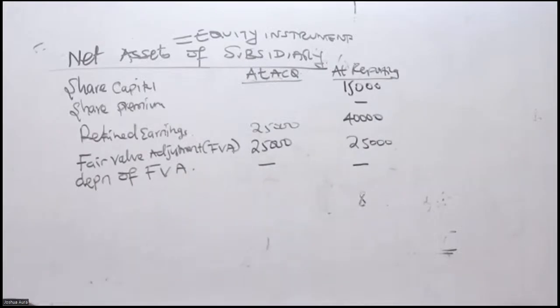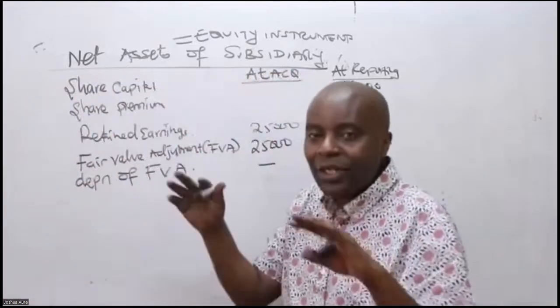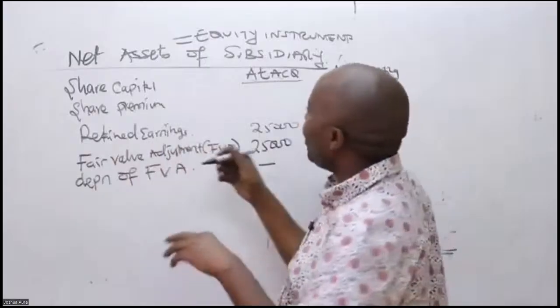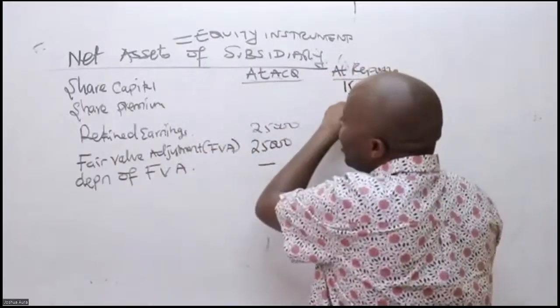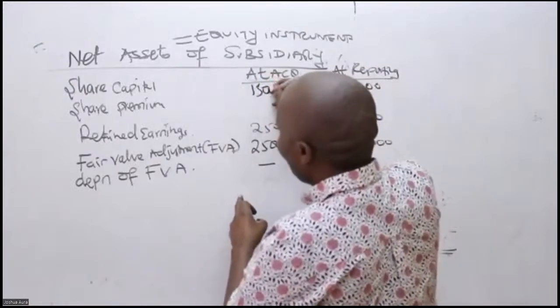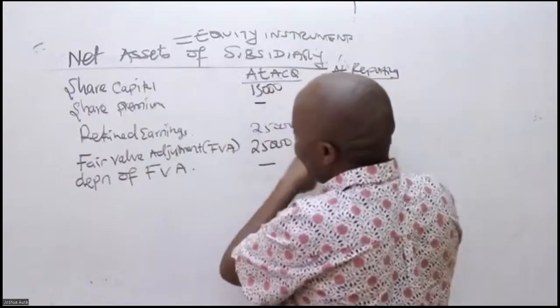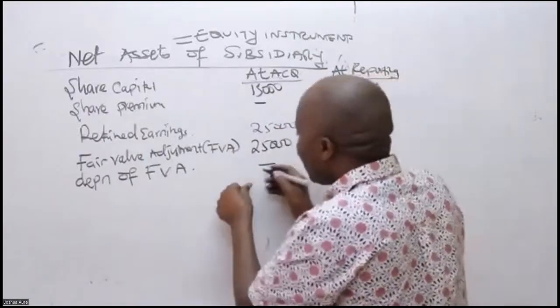Now listen here. The share capital of a subsidiary doesn't change in between. So the share capital at reporting will always be the same as share capital at acquisition, 15,000. And then share premium has not been given in the question at all, so that is okay.